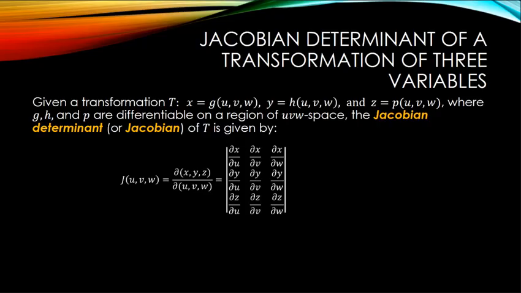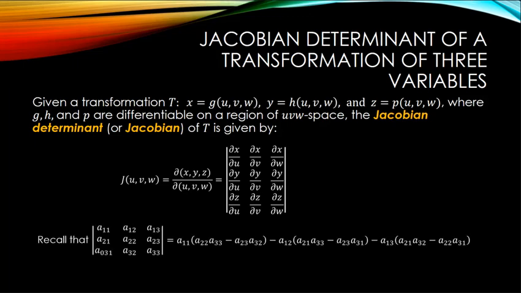The second row is populated by the partial of y with respect to u, the partial of y with respect to v, and the partial of y with respect to w. And the third row is populated by the partial of z with respect to u, the partial of z with respect to v, and the partial of z with respect to w.